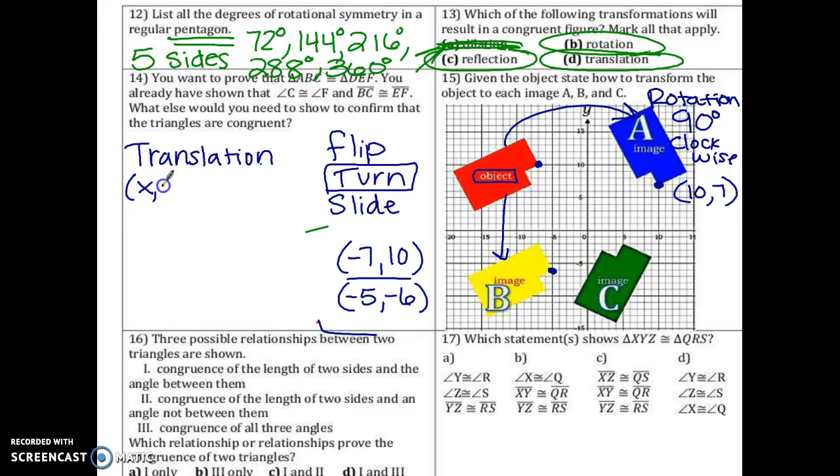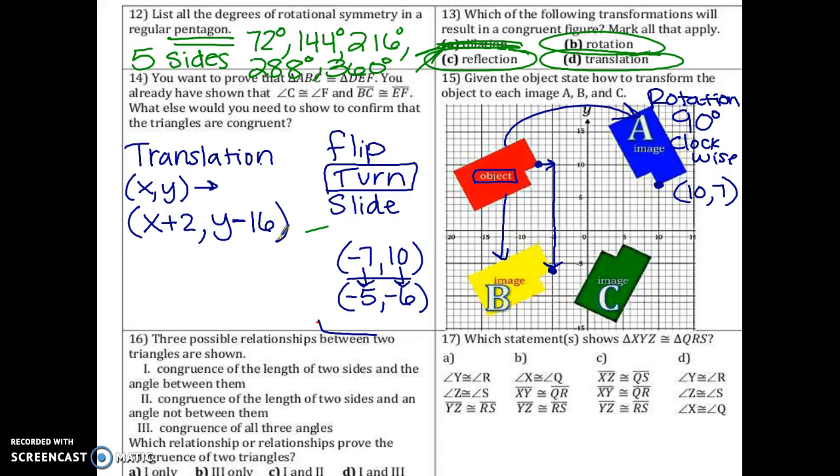Using the rule, x, y becomes, well, notice it goes 2 to the right, so x plus 2, or you notice I add 2 to get to negative 5, and 10 to negative 6 goes down, and we could count all the way down if we wanted to. It goes down 16, so y minus 16.